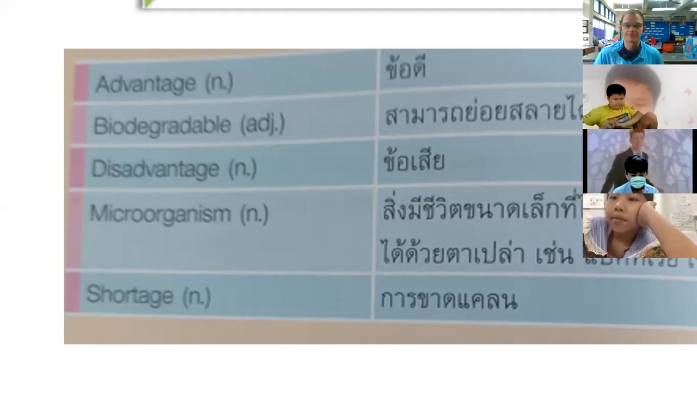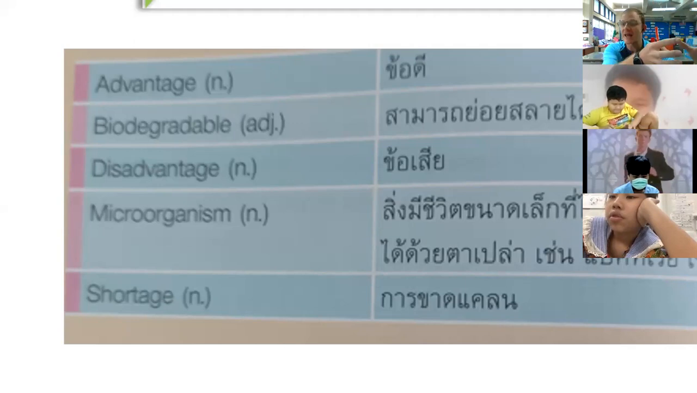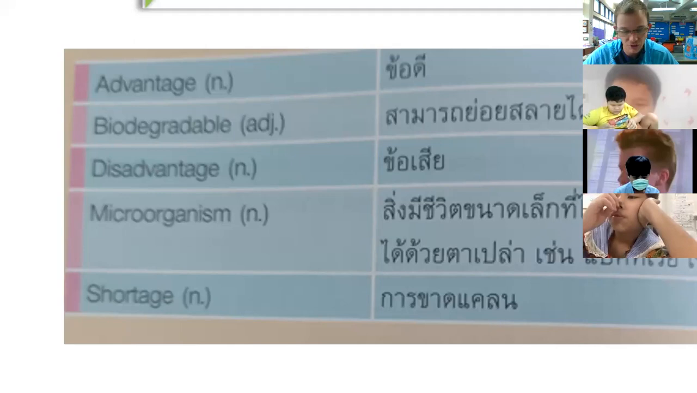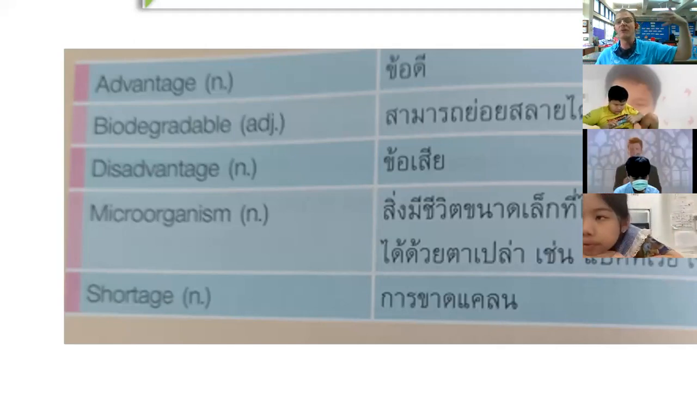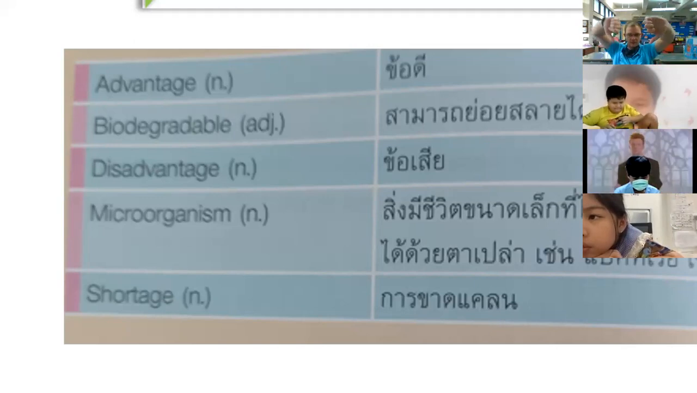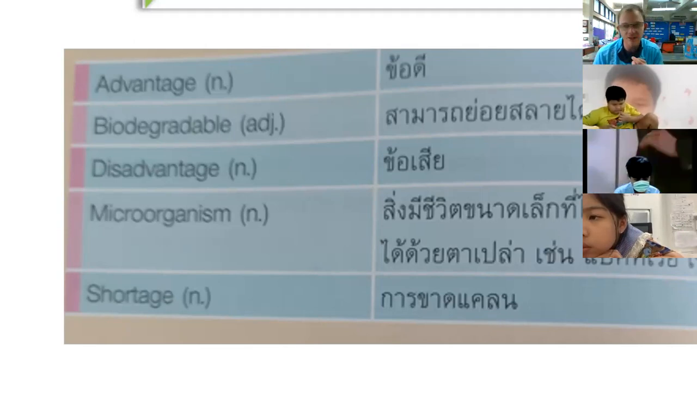For example, if we are writing a test and the teacher gives the answer to one student, he has an advantage. And if the rest of the class does not know the answer, they have a disadvantage. So advantage is helpful. Disadvantage is not helpful. Okay. So advantage, good. Disadvantage, bad. Excellent.